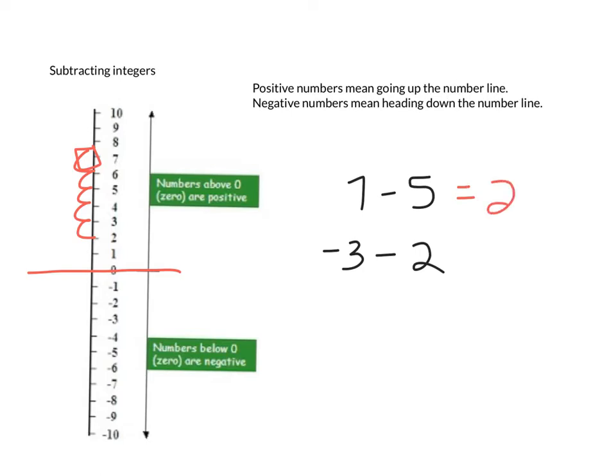Now let's take a look at negative 3. So we are at negative 3. We're going down 2, 1, 2. So we end up at negative 5. So this is what we were doing the other day, and now we're going to take a look at some similar types of problems.